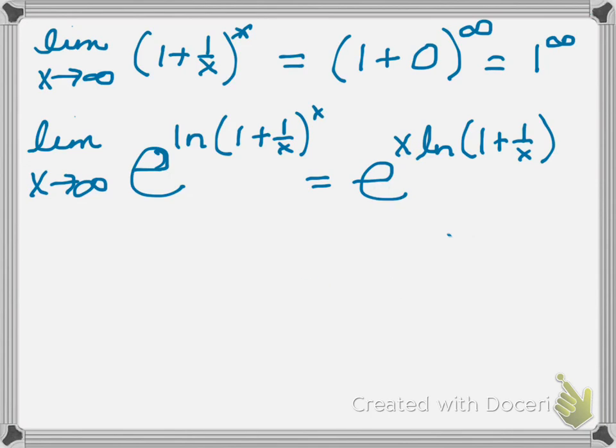So now if I go through and I plug in the infinity, I'm going to end up with an infinity. I'm just kind of setting that e aside for now, plugging the infinity in for x, and then I'll have ln of 1 plus 1 over infinity. Remember, 1 over infinity approaches 0, so that's like 1 plus 0, and ln of 1 is 0. So once again, I've got an indeterminate form.